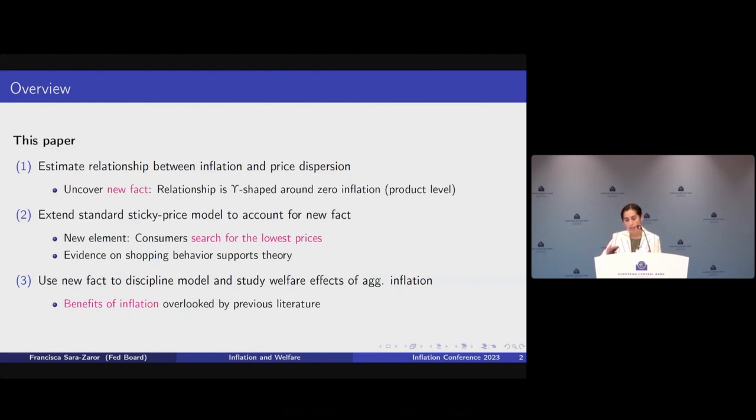Finally, I am going to take the relationship that I find at the product level, and also take a multi-sector version of my model, and calibrate this model to study the relationship between welfare and aggregate inflation. And I will find that there are, or there might be, benefits of inflation that have been overlooked by previous literature.